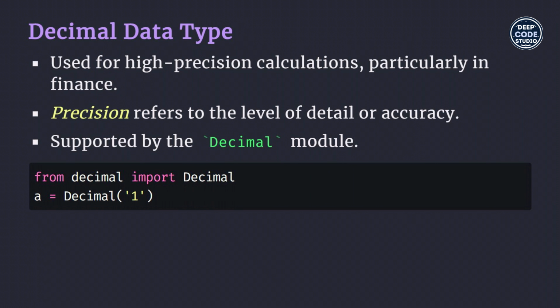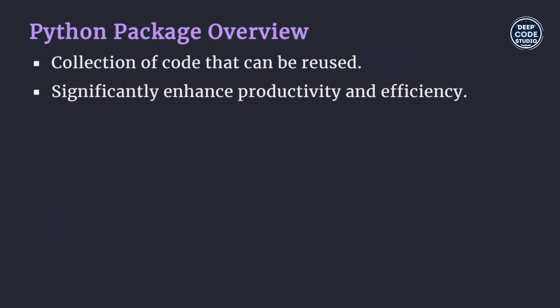Now we talked about this decimal module or package. You might be wondering, what is a Python package? A Python package is a collection of code written by someone else that you can use in your own programs. It significantly enhances productivity and efficiency, because if you want to use that feature, you don't have to write that code again. You can use that feature in your code. And secondly, it's already been tested multiple times, thus saving testing time.